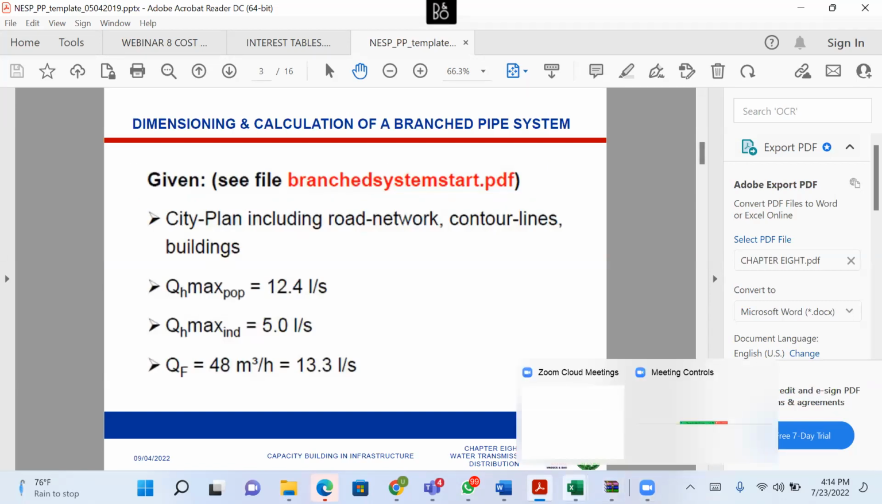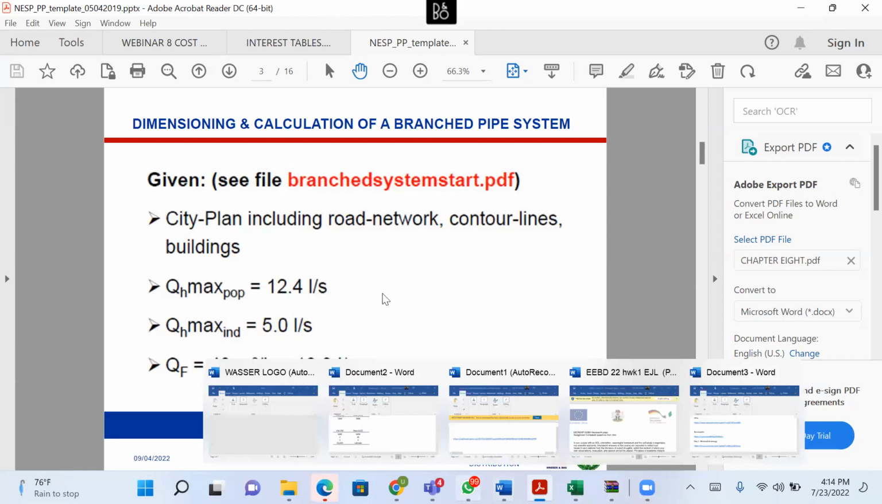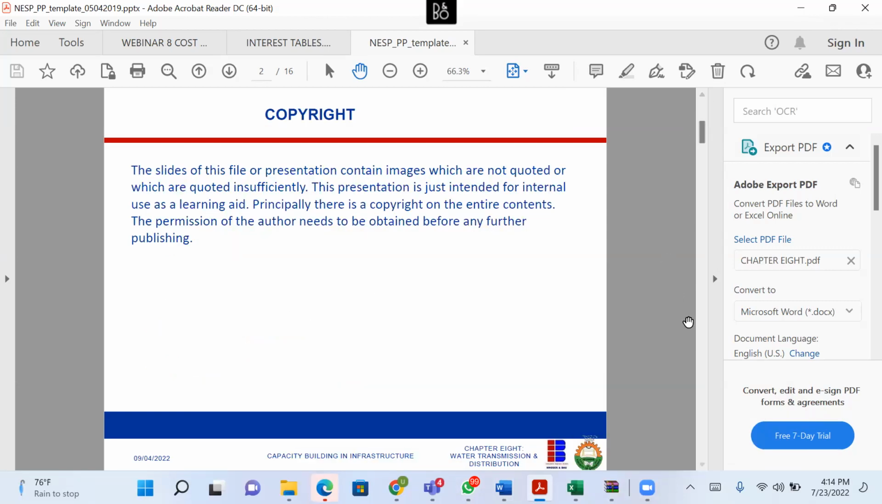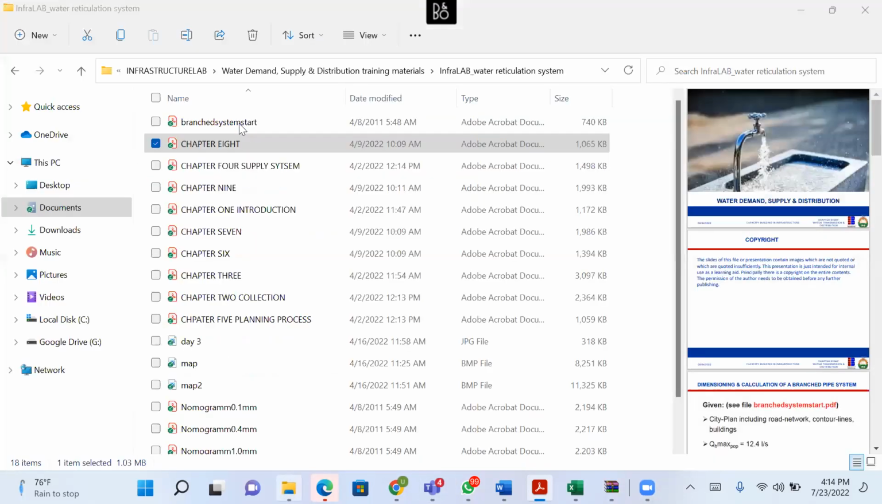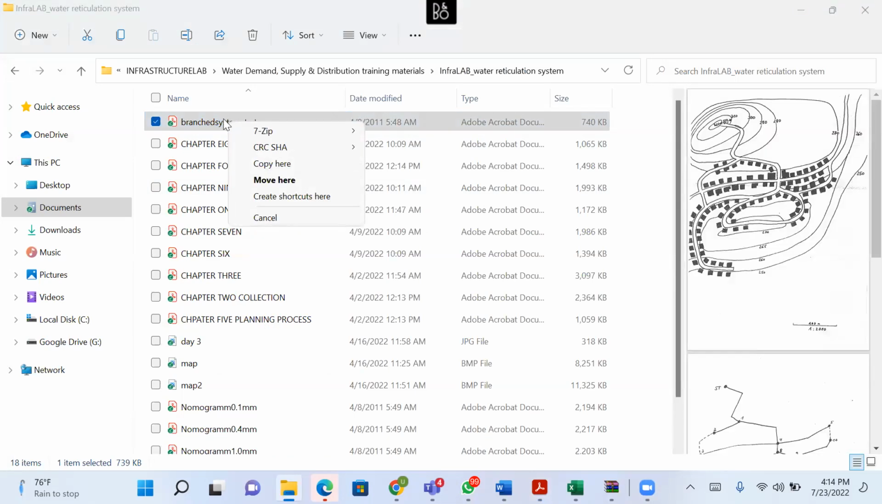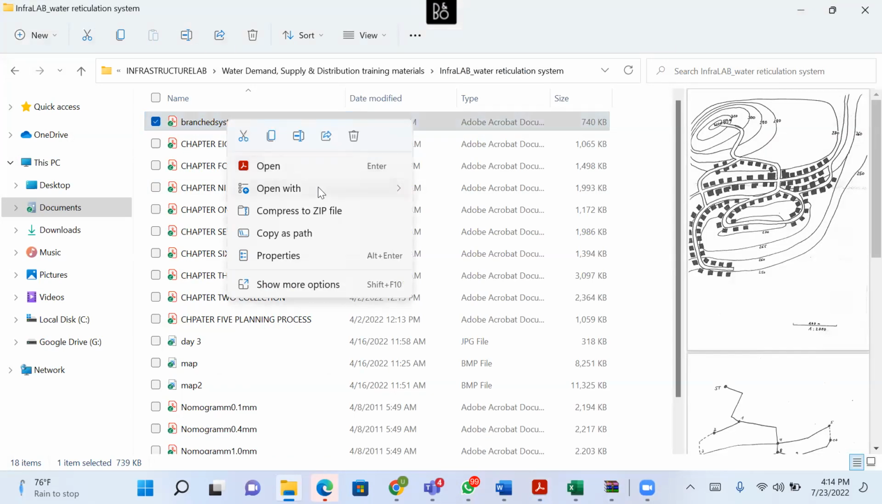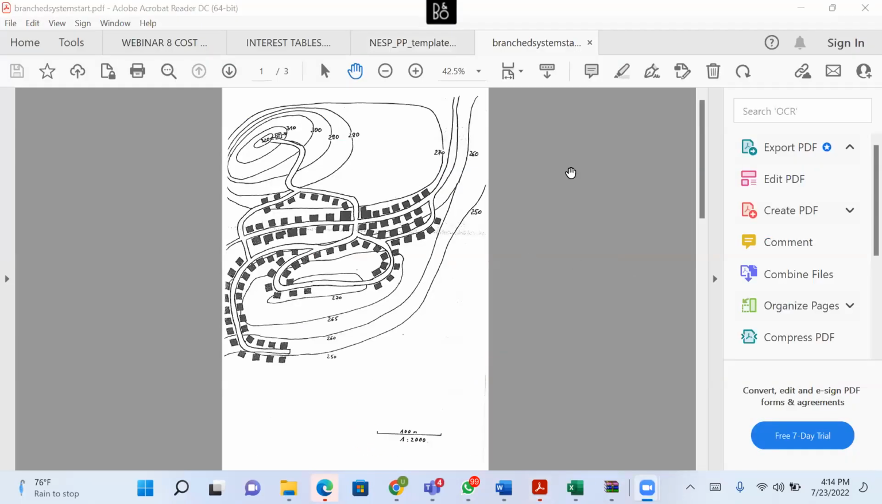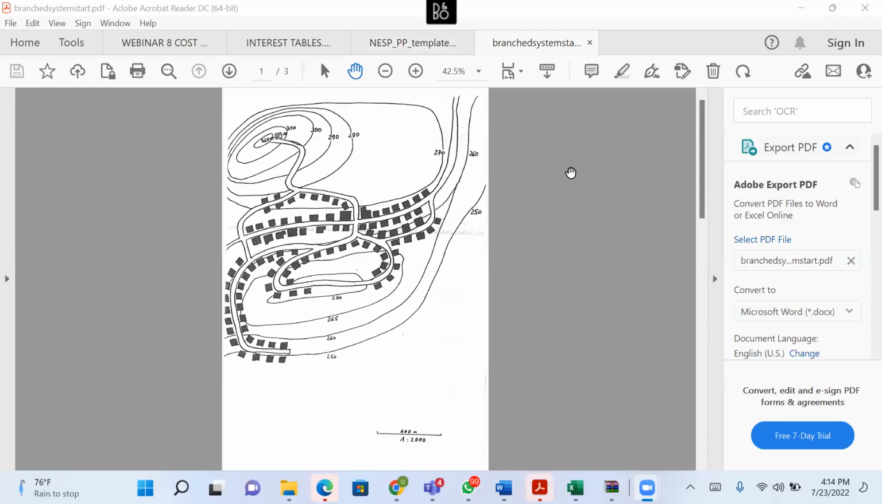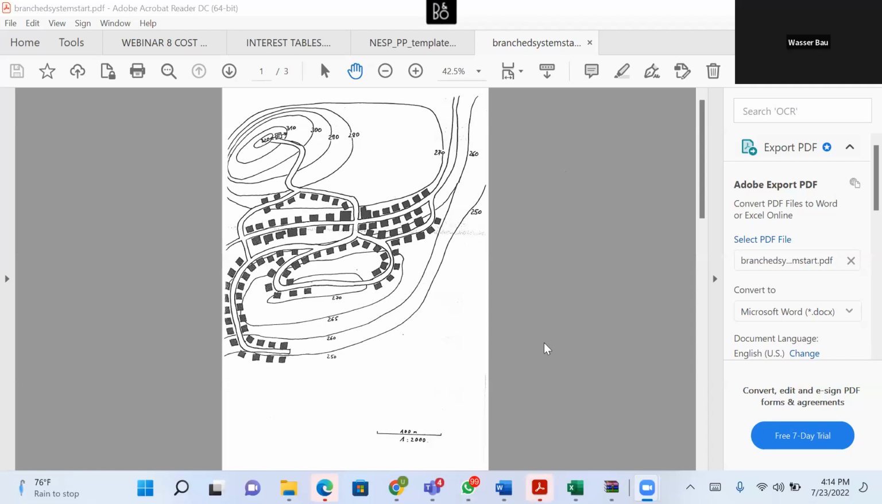Chapter 8. So we're talking about system design. We're going to design one typical system today, and the system we're going to design is a typical community. If you open the PDF called branch system, this is how a layout looks like. Yes. So as a consultant, your client has called you and requests that you design a water reticulation system, and he has given you all the information you requested for.